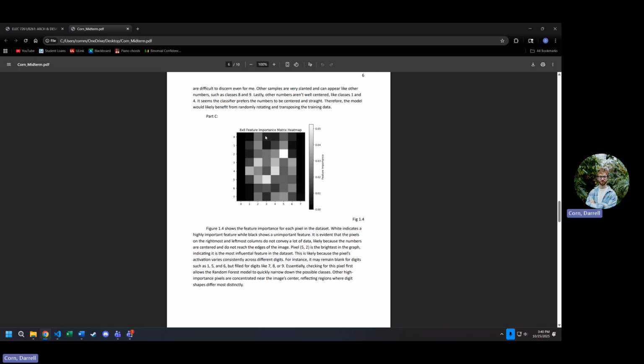And part C is to create this feature importance heat map, which I have here.